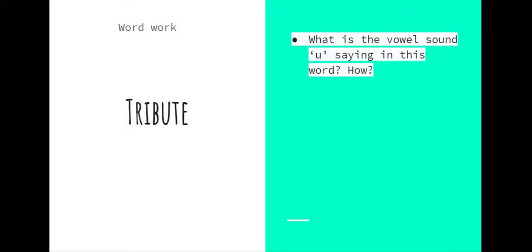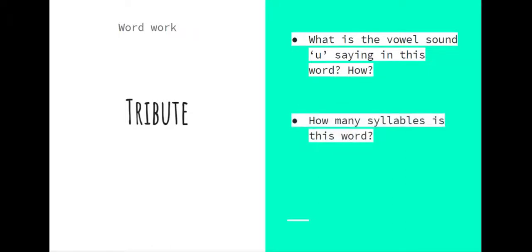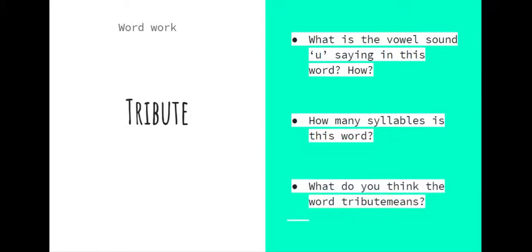So our word for today is the word tribute. I will read the word, you repeat it after me. Tribute. So what is the vowel U saying in this word? It's saying the U sound. Anyone know how it's saying the U sound? Well, it's saying the U sound because there's a U consonant E. So that means it's a U magic E. How many syllables is this word? Tribute. It's 2 syllables.